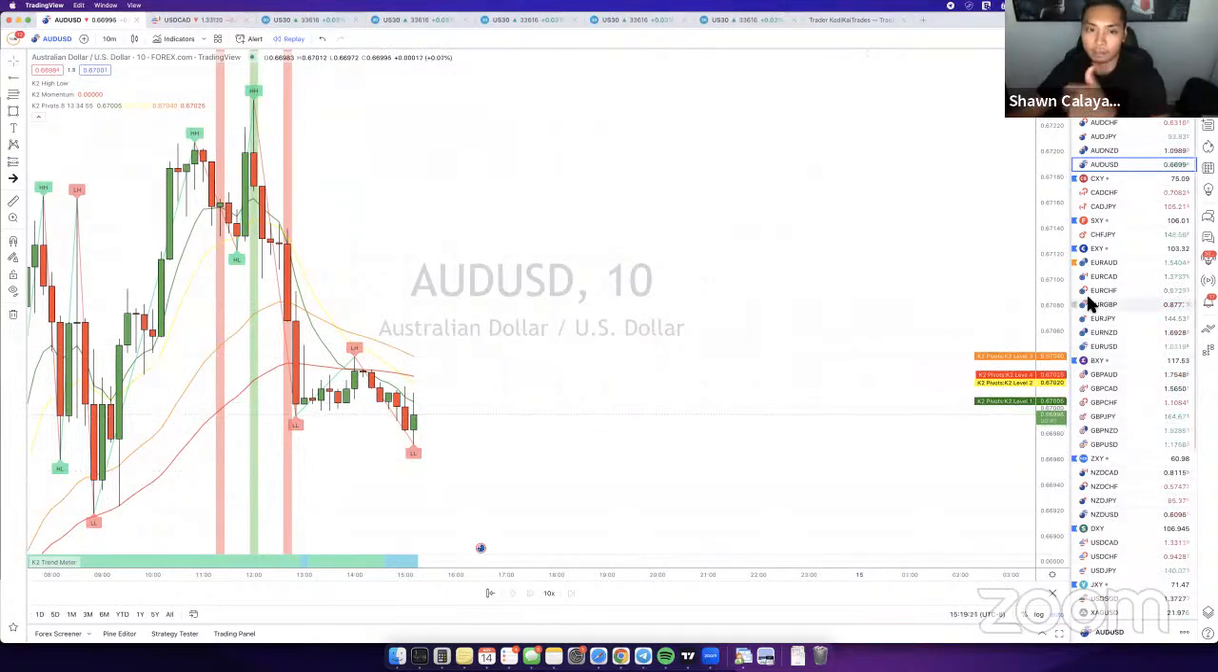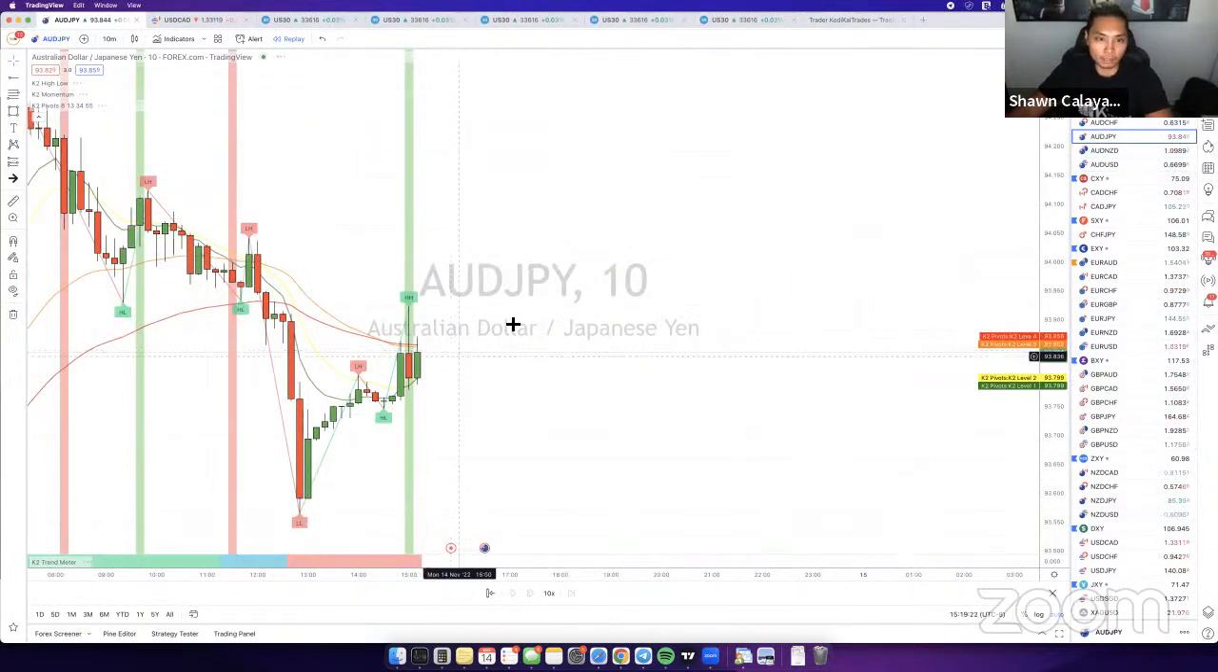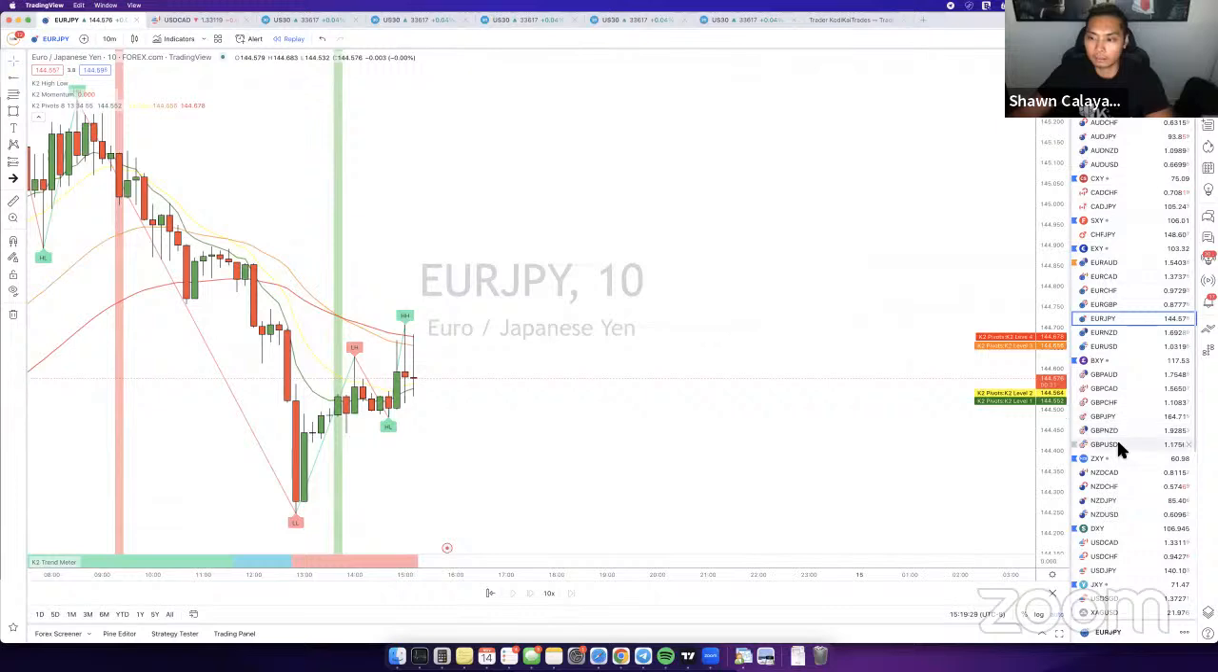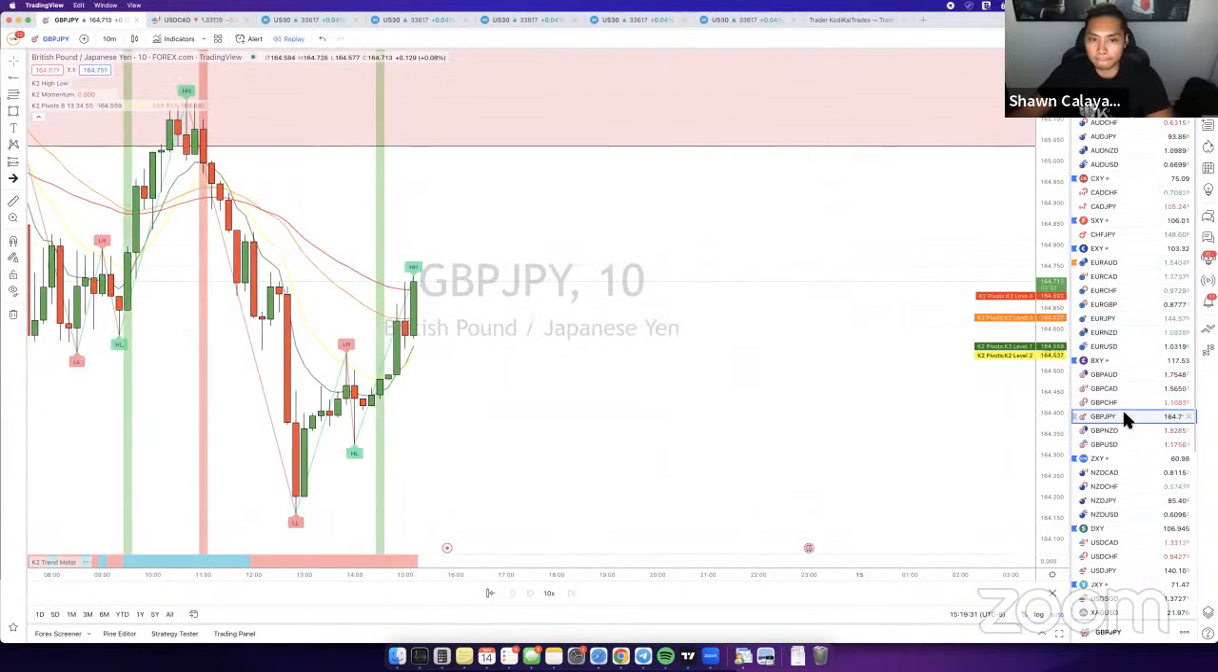So you typically want to trade an Asian asset, like AUD JPY. This is good during Asia session. EJ, GJ, something like that.